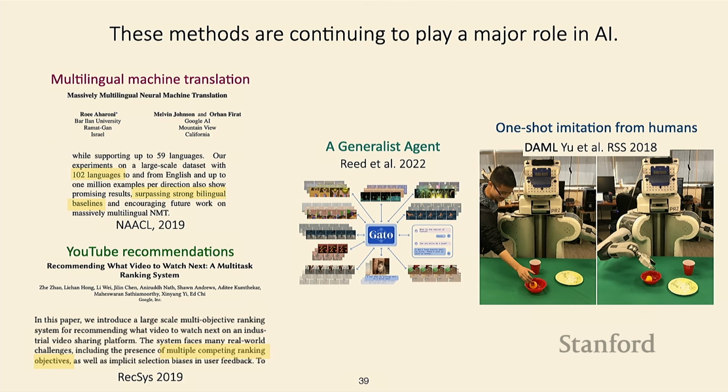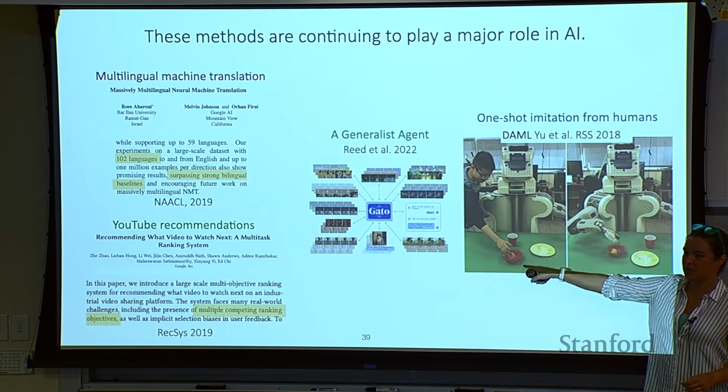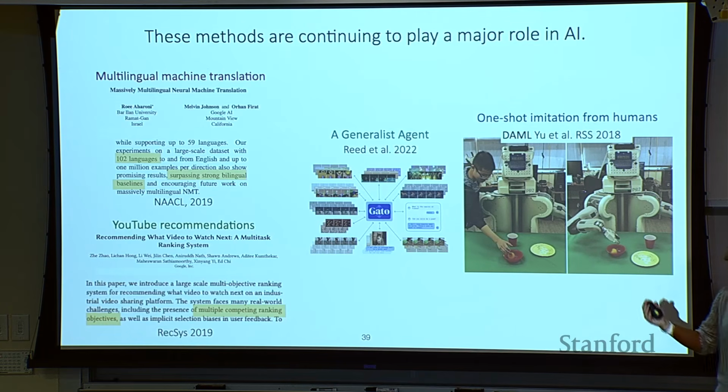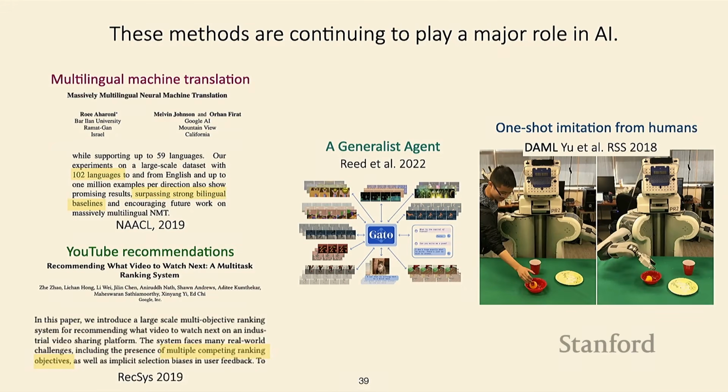So the question is, it seems like this task is a little undefined. It's unclear from a single example whether the goal was to put the peach exactly right here, or to put it into the red bowl, or maybe there are other ways to interpret the video as well. The reason it's able to do, at least in this case, what aligns with human judgment is by having prior data.